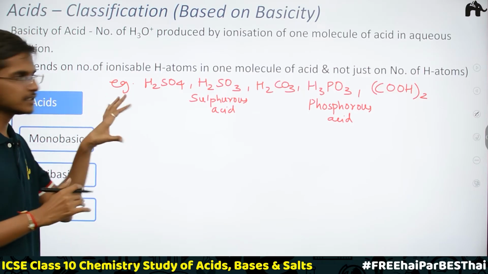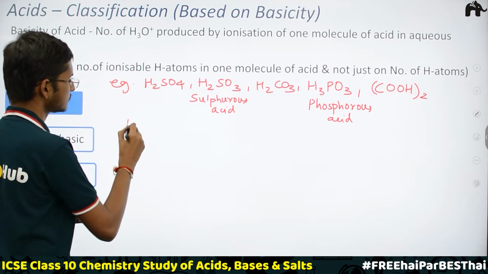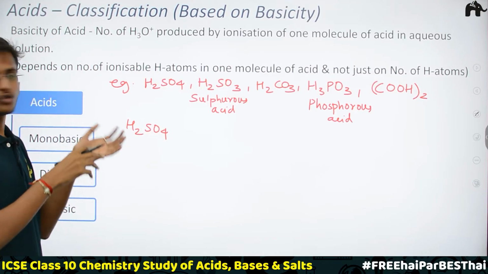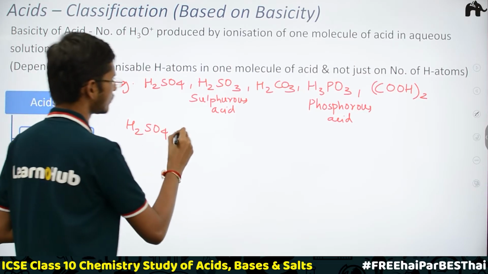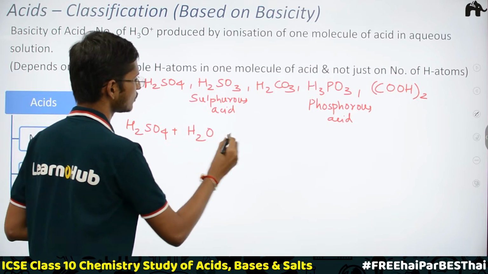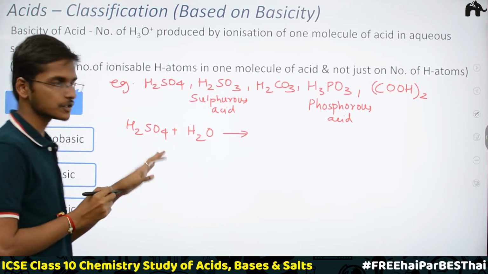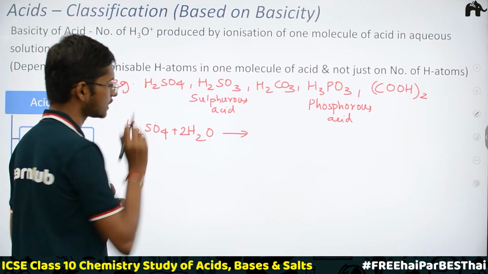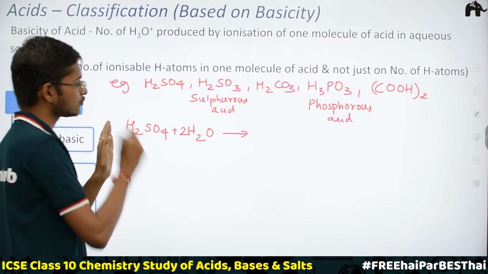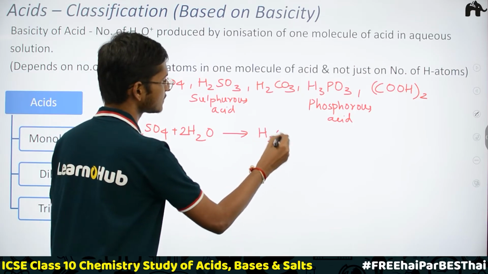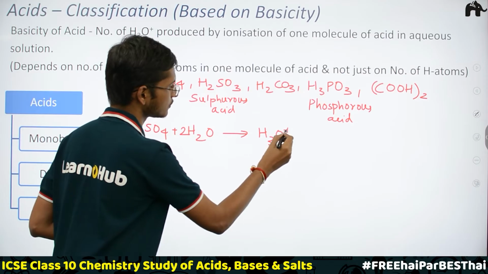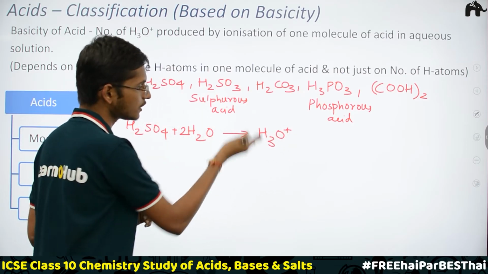Now how are they dibasic? First we would see the ionization of H2SO4. Then we would understand that yes, it is giving 2 hydronium ions. How? Two water molecules are needed. One H plus goes to one water molecule and produces H3O plus. Another H plus goes to another water molecule and produces another H3O plus ion. So there are 2 H3O plus now.